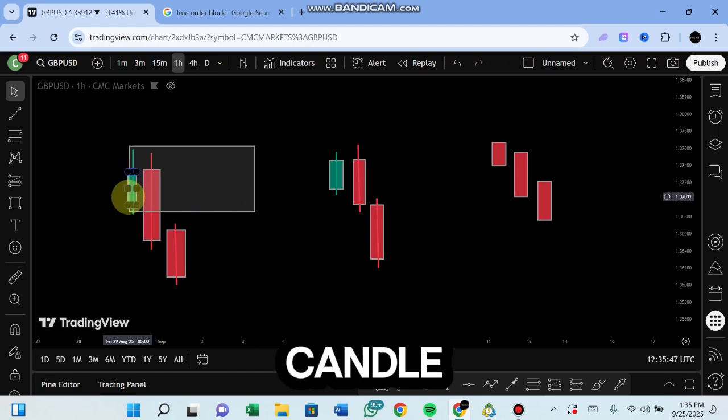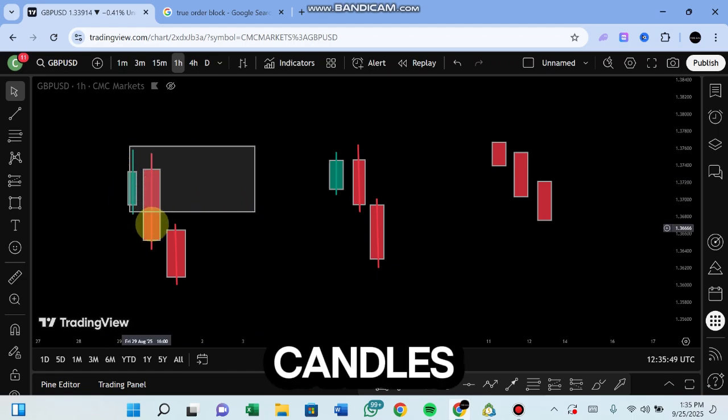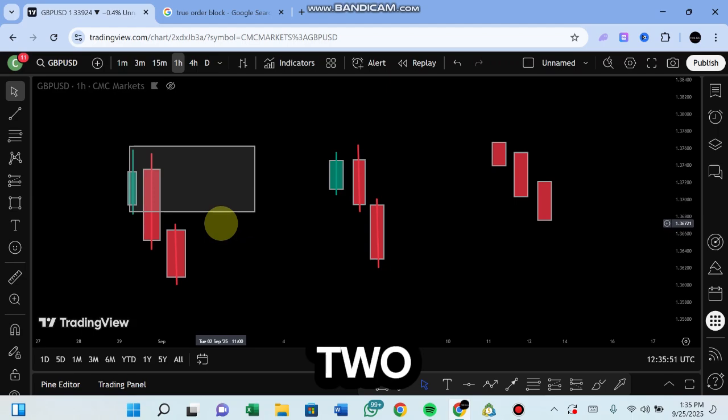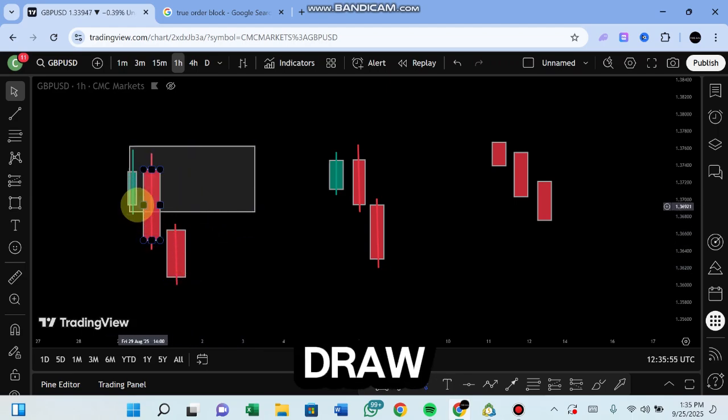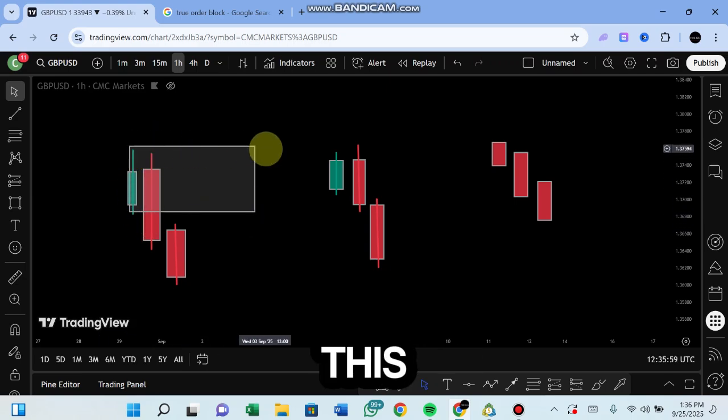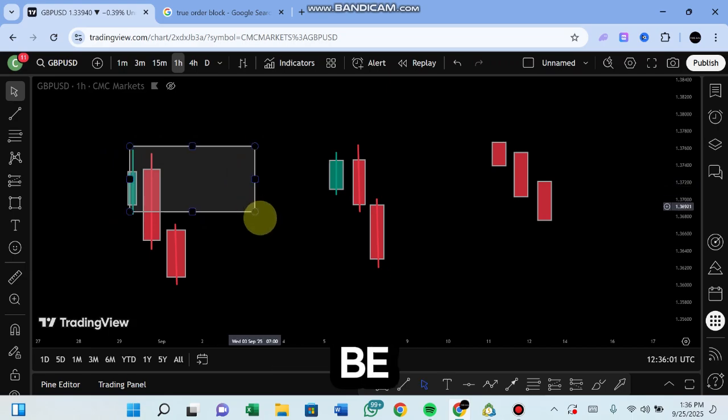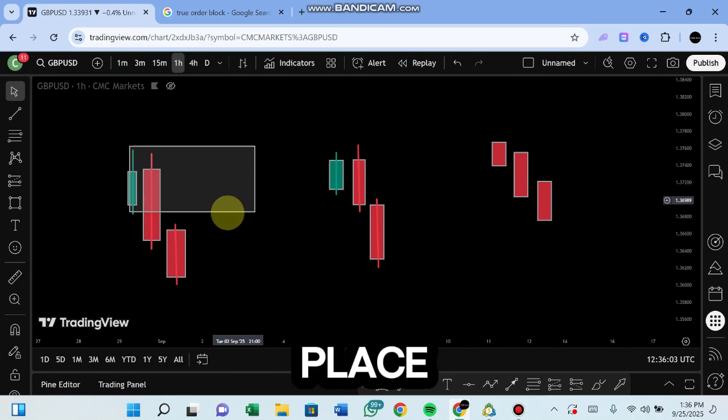When you see a green candle, then three large red candles, for the green candle you can simply draw it from the beginning of the candle to the end of the candle, and this is your order block. So you should be expecting price to come back to this particular place.